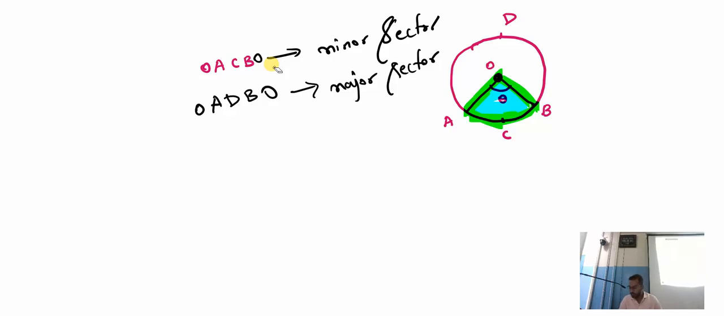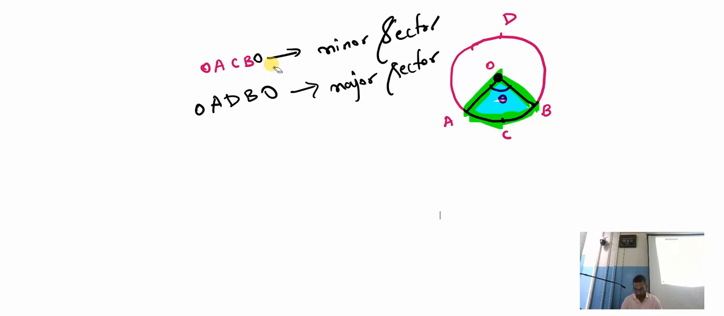From the given figure, OACBO is a sector of the circle with center O. Correct? OACBO is a sector of the circle with center O.